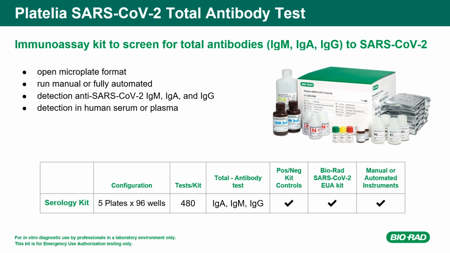Bio-Rad has commercialized a total antibody kit called the Platelia SARS-CoV-2 Total Antibody Assay. It is an immunoassay kit to screen for total antibodies IgM, IgA, and IgG to SARS-CoV-2. It runs on an open microplate format. It can be run manual or fully automated, and it's for detection in human serum or plasma.